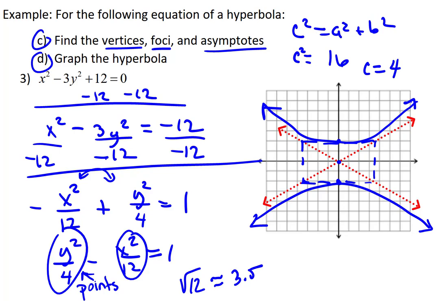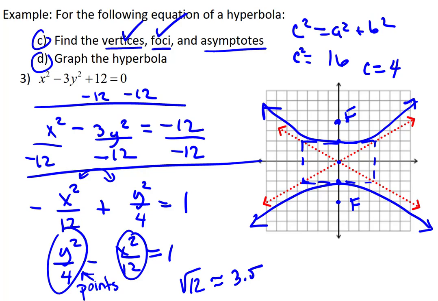So I'm just going to go 4 units on the transverse axis, which is the one that has the vertices. I'm going to go 4 units high and low and put 2 points there as the foci. So there's a focus at 0, 4, and there's a focus at 0, -4. So now we have the vertices graphed and labeled. We have the foci graphed.